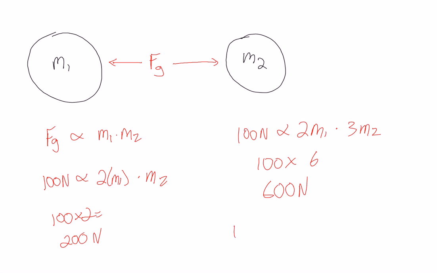So what would happen if we double mass 1, but we cut mass 2 in half? In this case, 2 times a half is, we're back to 1. So if we double one and cut the other one in half, nothing's going to change. We would just get the exact same original net force.